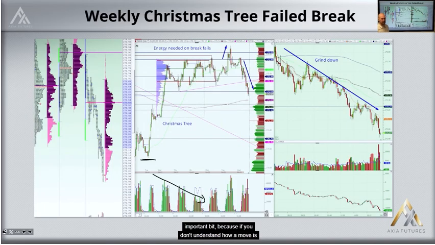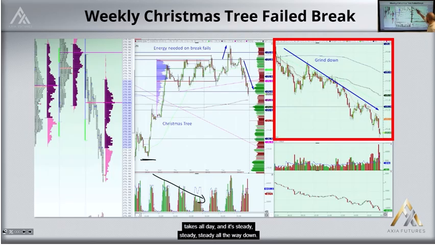That's the important bit, because if you don't understand how a move's going to play out, as this starts to drift down, you're really going to struggle to hold the move, because this move takes all day and it's steady, steady, steady, steady all the way down. That's what's going to make it hard. That's what's going to make the move really difficult.